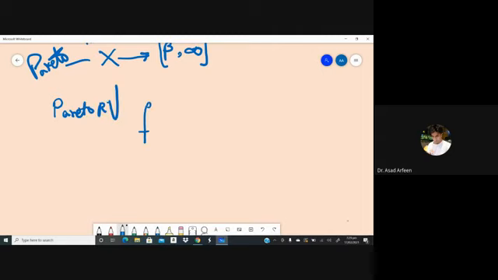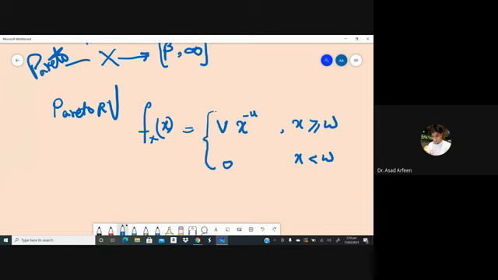Okay, so we write it like this: due to the power law nature, any distribution which follows a power law is f(x) = v x to the power minus u for x greater than w, and for x less than w it is 0. So this is the same thing we stated in a very simple manner, that this is the power law behavior. So this u is the main controller of the tail.